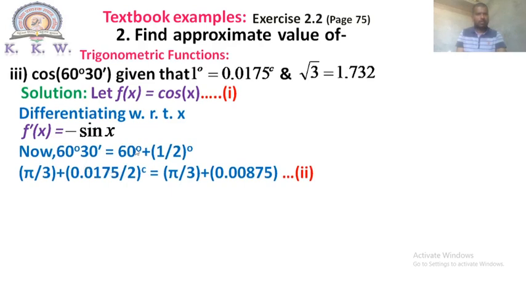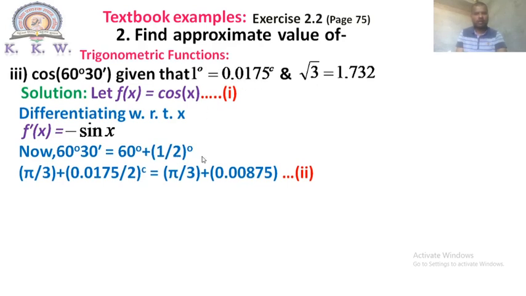We are finding the value of a and h. For that, we convert this 60 degree 30 minute into radian. 60 degree 30 minute is equal to 60 degree plus 30 minute. 30 minute converts to degree by dividing 30 by 60, which is half a degree. 60 degree is nothing but pi by 3 radian. Half a degree, we convert it into radian; we have been given 1 degree equal to 0.0175 radian.